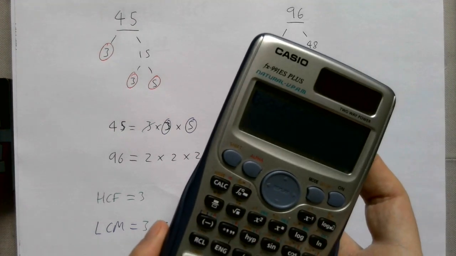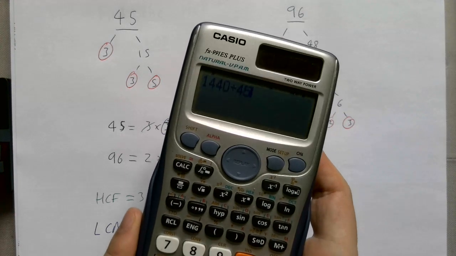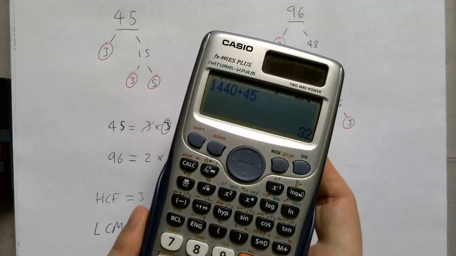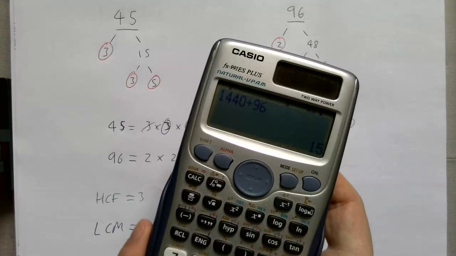And then just as a double check, 1,440 divided by 45, 32, that goes. And divided by 96, 15, that goes as well.